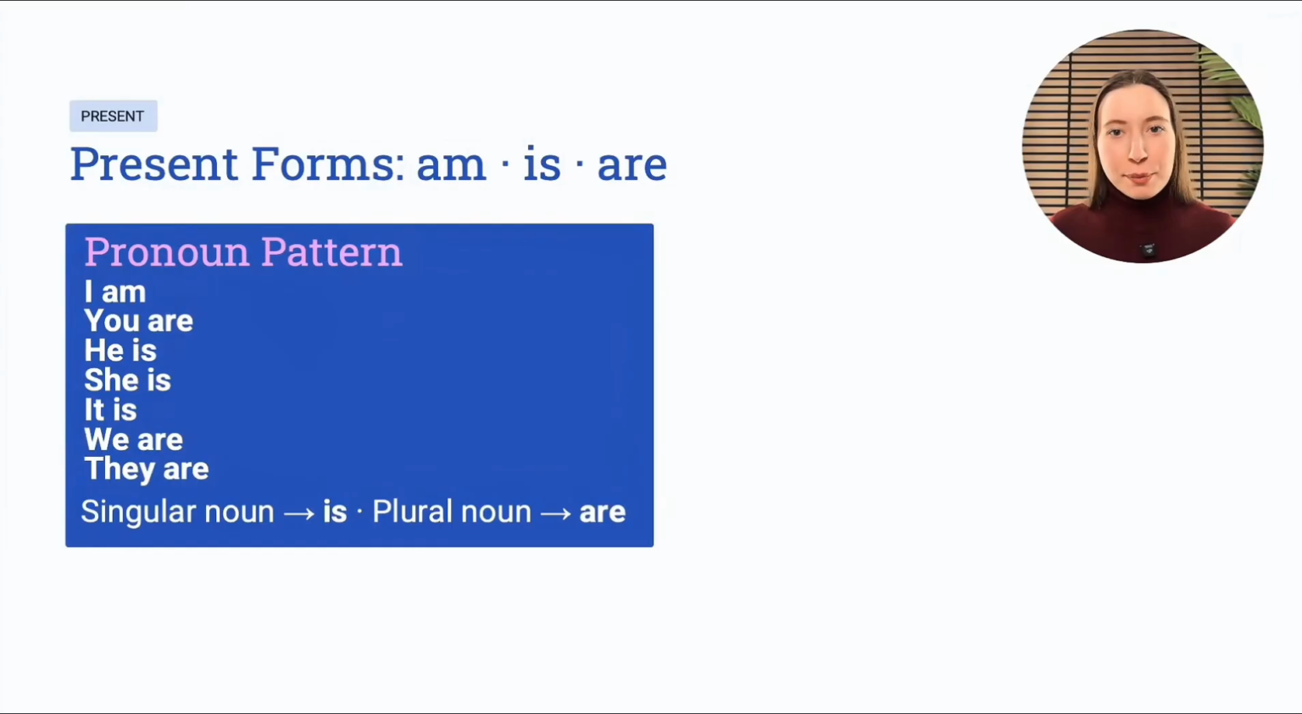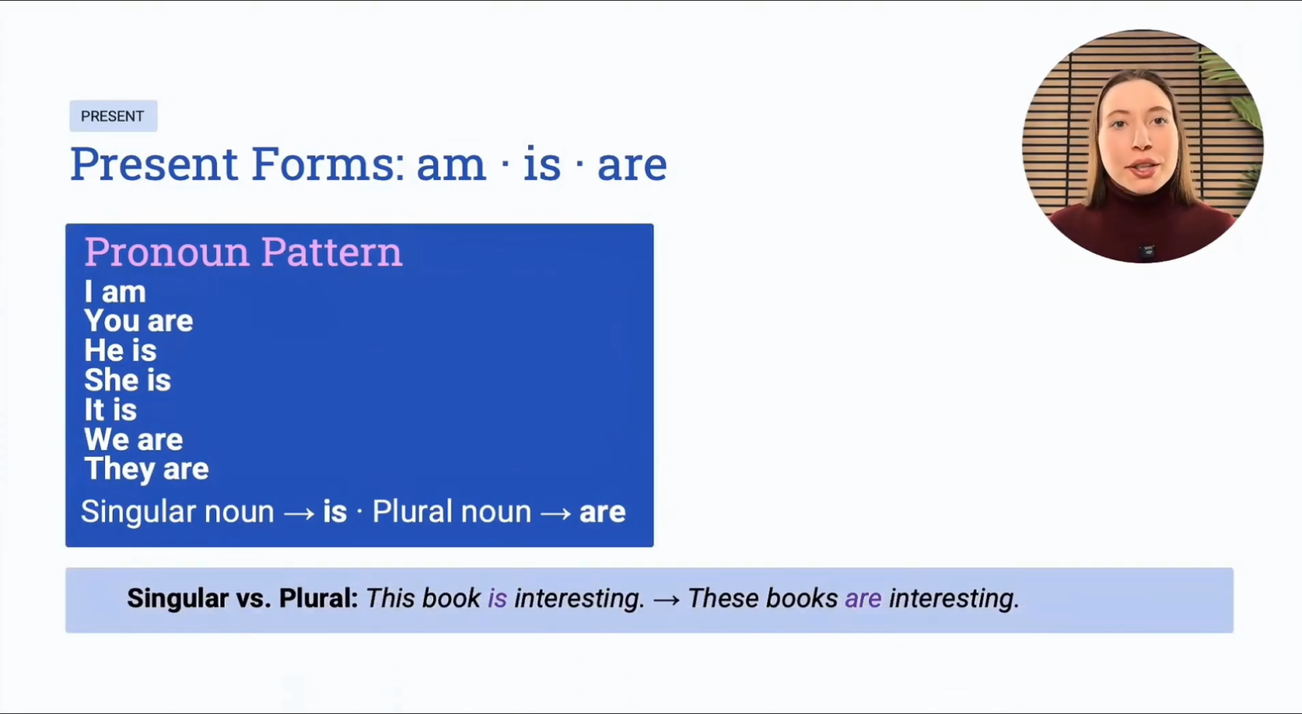When you don't see a pronoun, think about whether the subject is singular or plural. If it is singular, so if there is just one person or thing, use is. If it is plural, so if there are two or more people or things, then we use are. So this book is interesting, but these books are interesting.